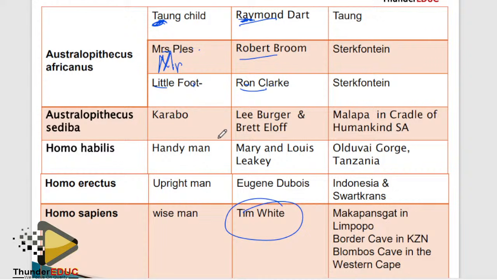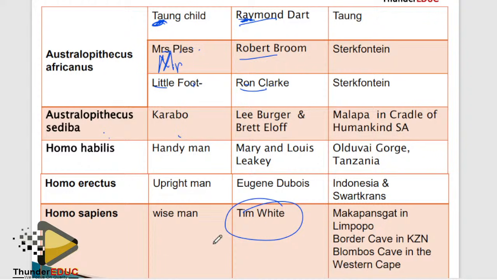Then Australopithecus sediba. Sediba is Karabo. That one is Lady Grey. Please, you need to know that. Homo habilis, and then Homo erectus. Please watch that small video. We will be able to know.